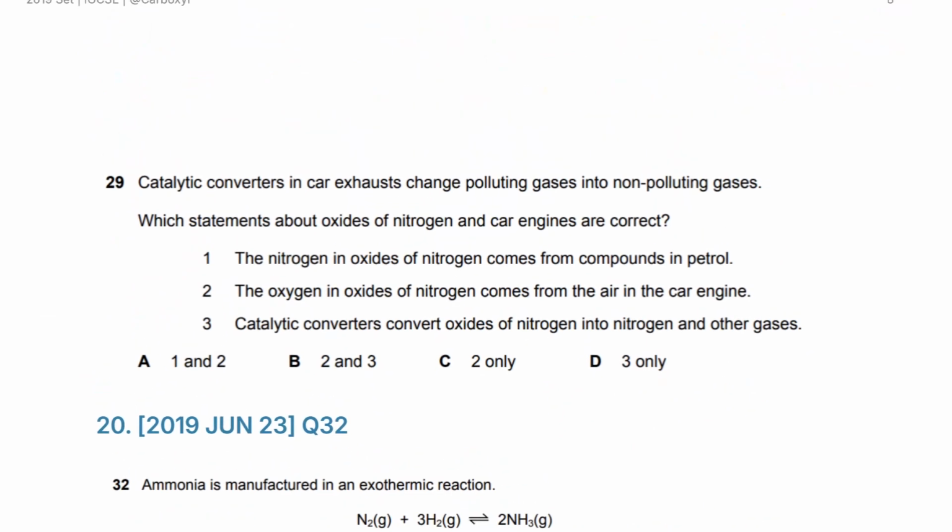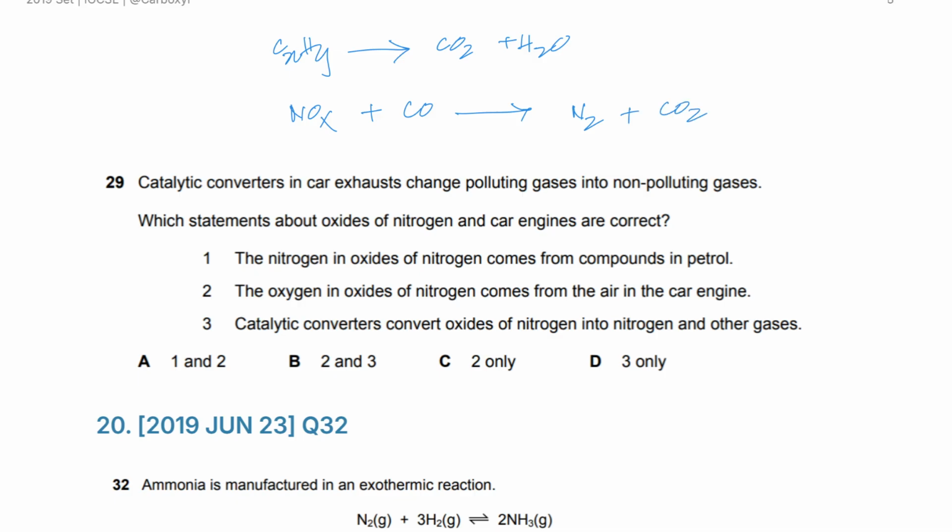Catalytic converters in car exhausts change polluting gases into non-polluting gases, right? Which statement about oxides of nitrogen and car engines is correct? What happens in a catalytic converter? You take unburnt hydrocarbons and it completely combusts them to carbon dioxide and water, and it takes nitrogen oxides, which I call NOx, and reacts them with carbon monoxide, and you get nitrogen and carbon dioxide.